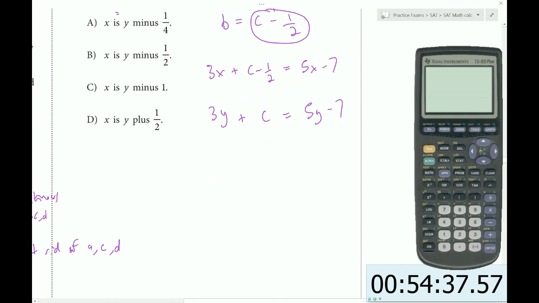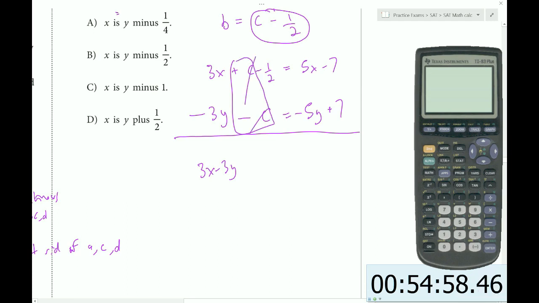So at this point, I will negate this entire bottom equation. Negative, negative, and switch that sign. And now I will sort of add the lines, okay? So I get 3x minus 3y plus c with a minus c. This will cancel out. And I get minus 1/2 equals 5x minus 5y. And negative 7 plus 7 cancels out.